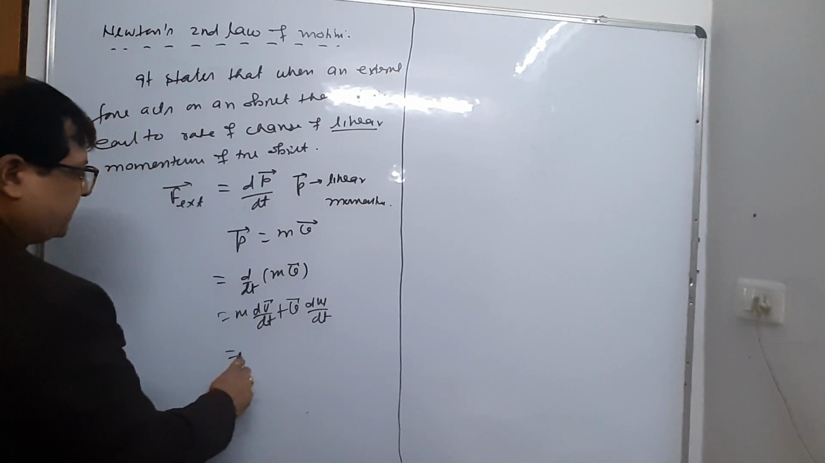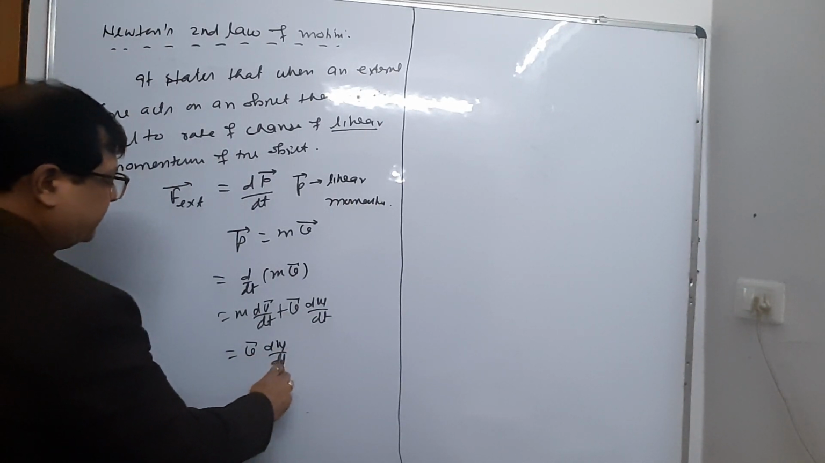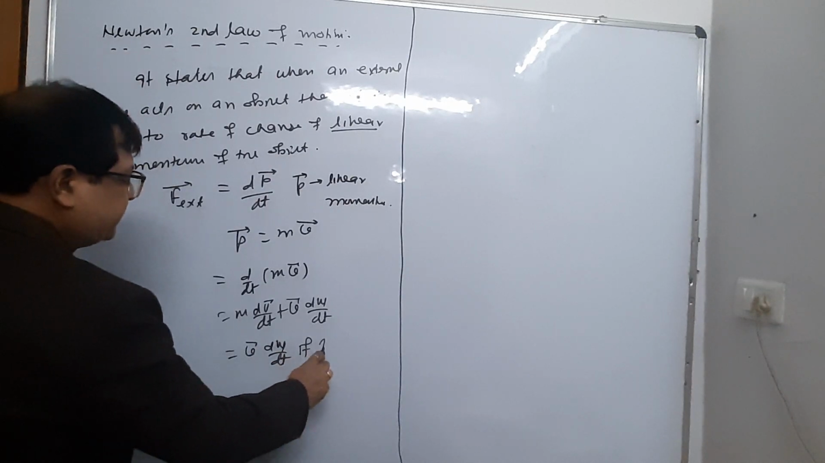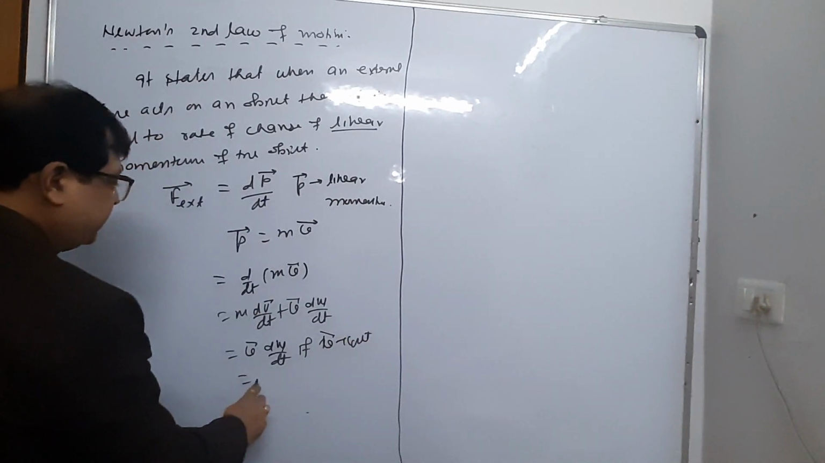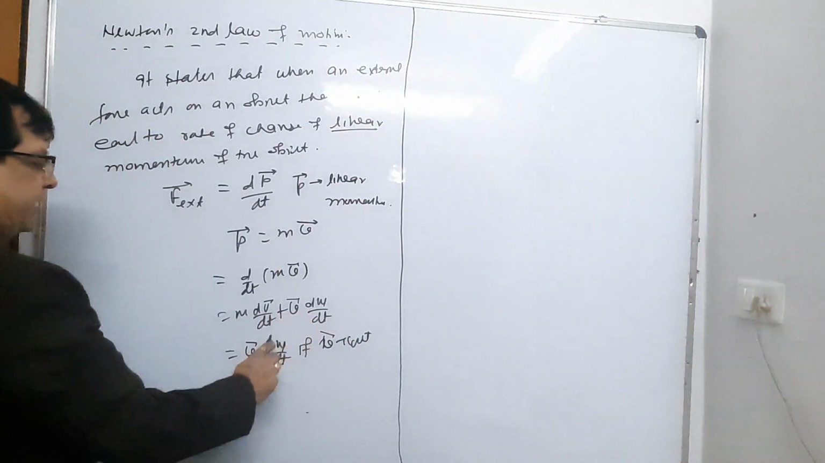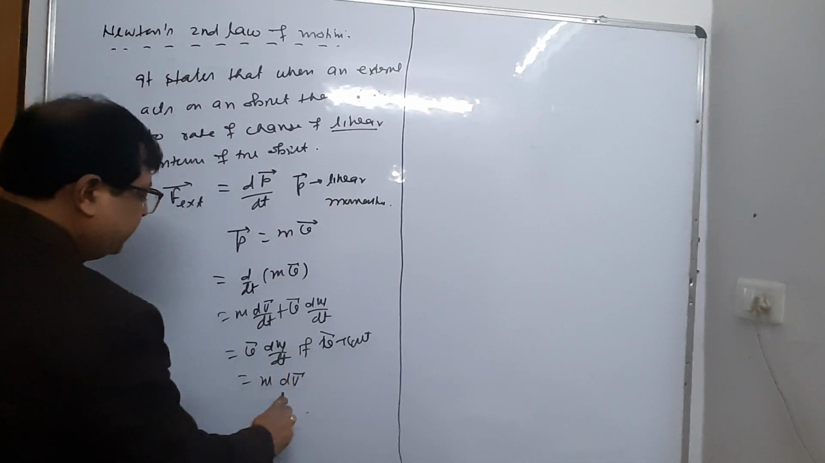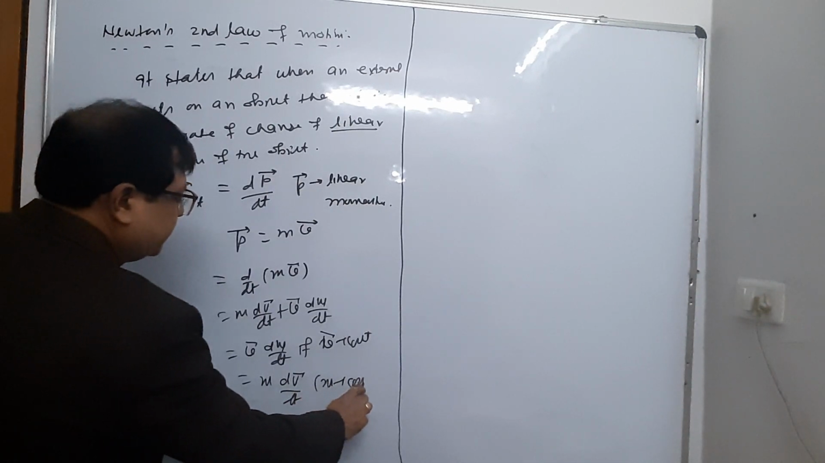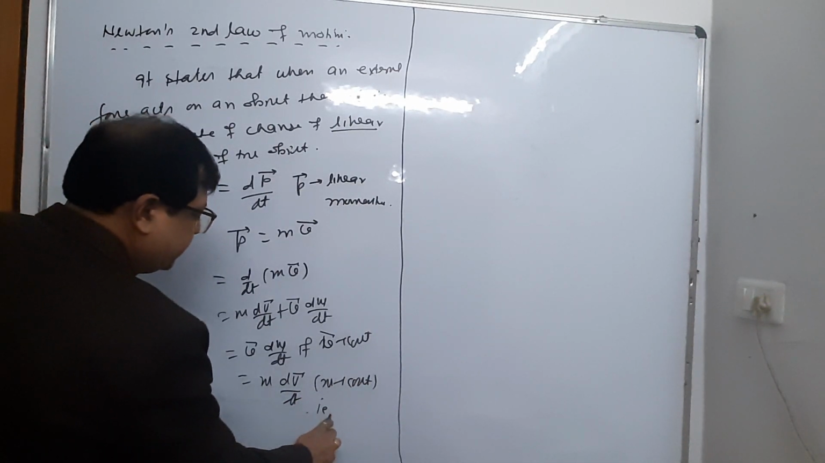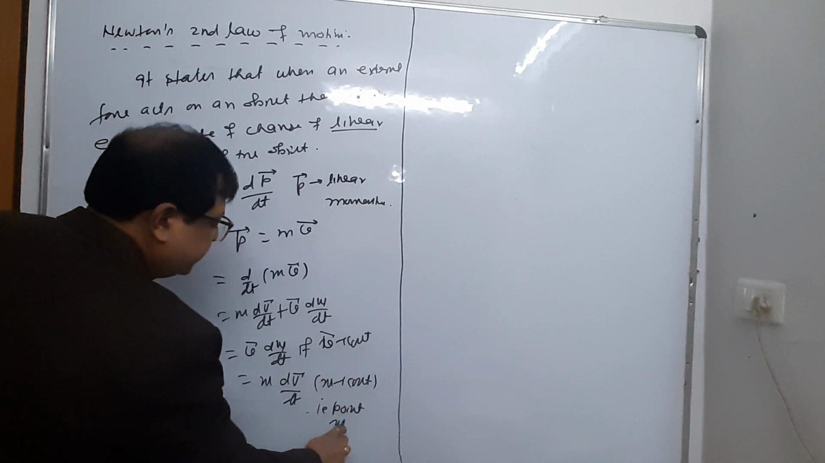So this is v dm by dt if v is constant, and this is m dv by dt when m is constant, that is, for a point mass.